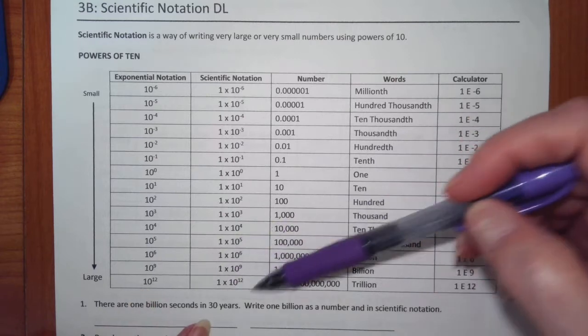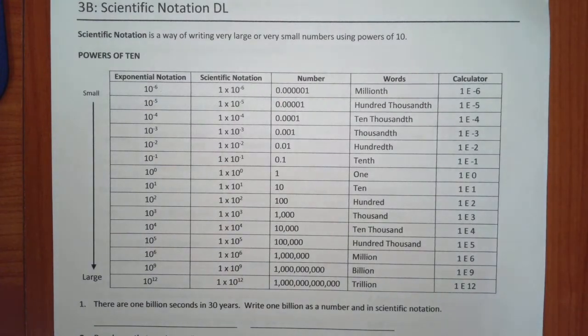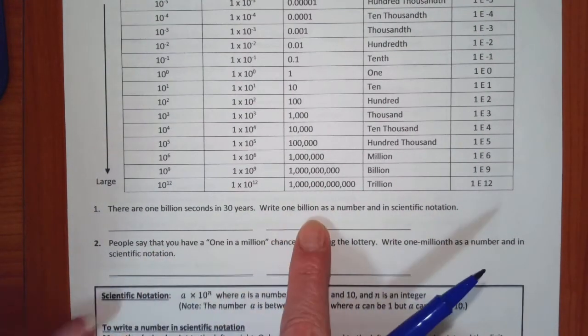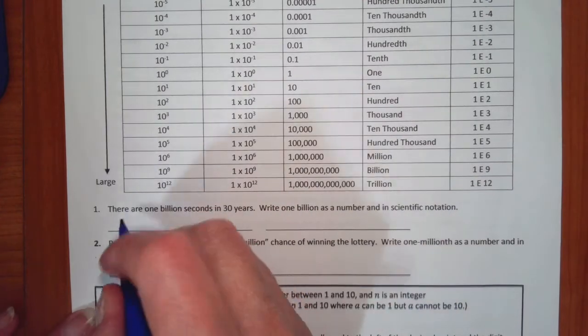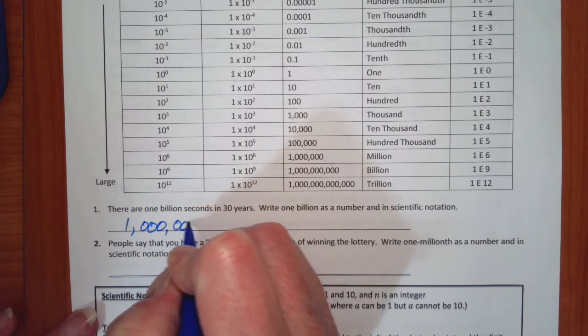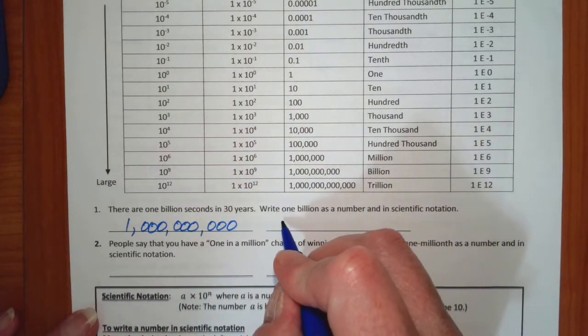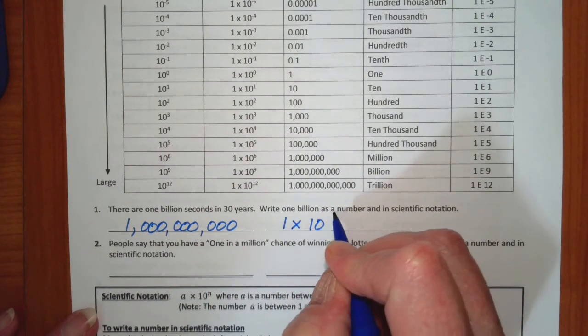Again, you have it in scientific notation, and here is the number that represents it. Let's start by looking at this: there are 1 billion seconds in 30 years. We want to write 1 billion as a number and in scientific notation. You may know that a billion is a 1 with 9 zeros. So as a number this is 1,000,000,000, and in scientific notation that is 1 times 10 to the ninth.